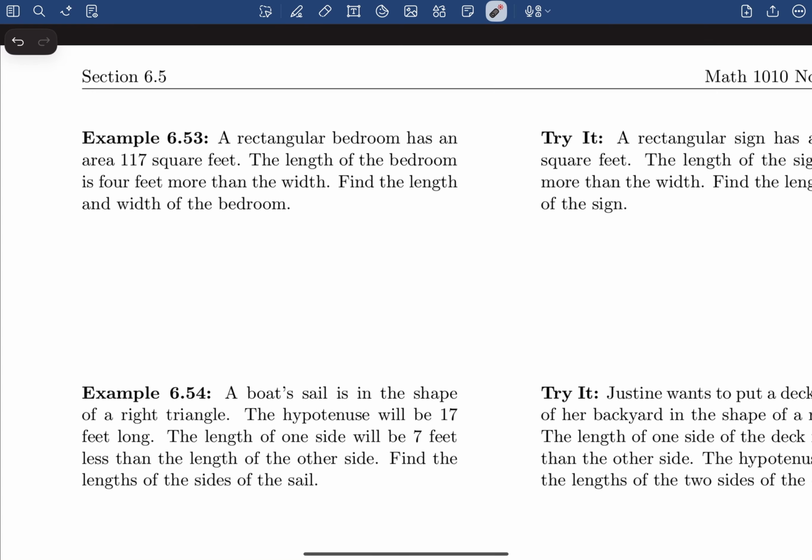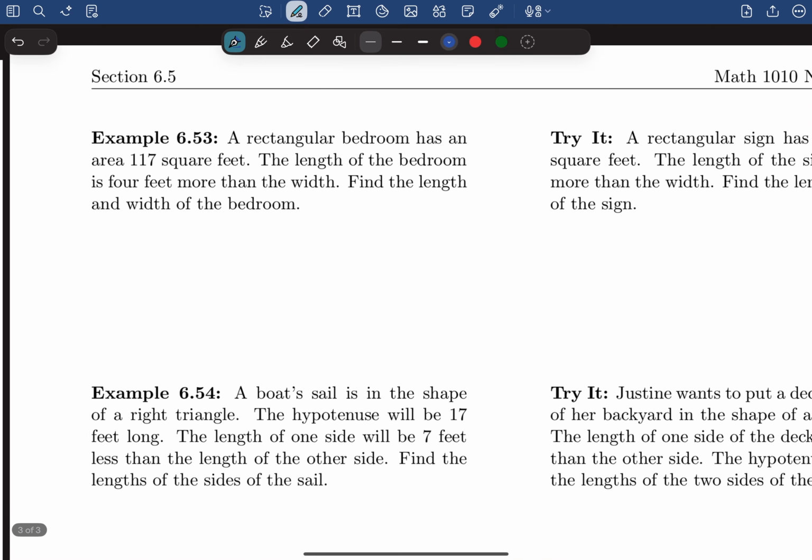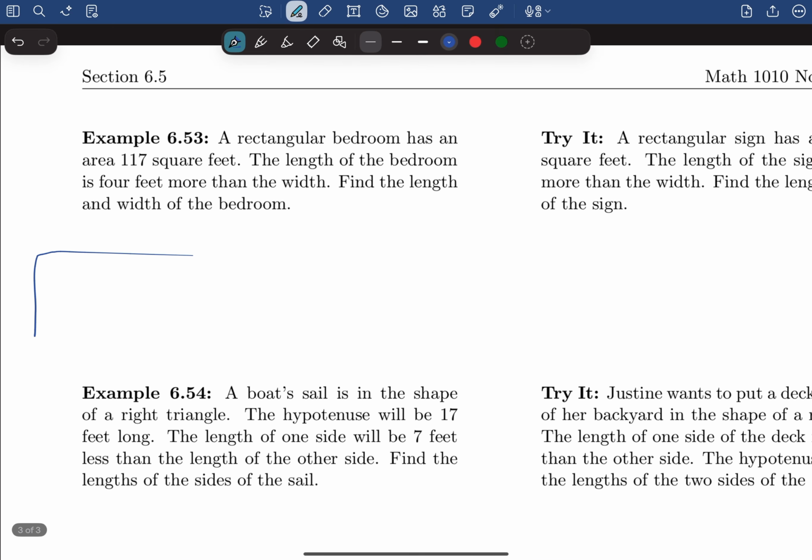Whenever we have a geometry problem that talks about a rectangle or a triangle, I like to create a diagram really fast. So here's a diagram of a rectangle. And that rectangle has an area of 117 square feet, right? So I'm going to write that here in the middle.